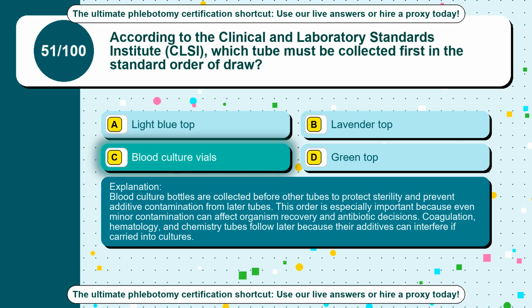Blood culture bottles are collected before other tubes to protect sterility and prevent additive contamination from later tubes. This order is especially important because even minor contamination can affect organism recovery and antibiotic decisions. Coagulation, hematology, and chemistry tubes follow later because their additives can interfere if carried into cultures.